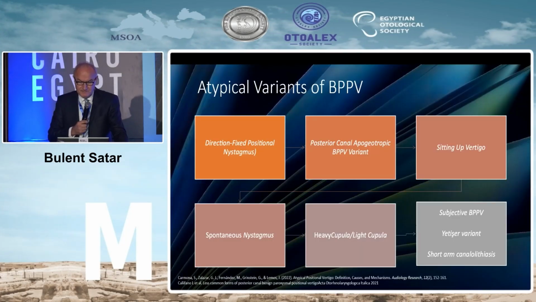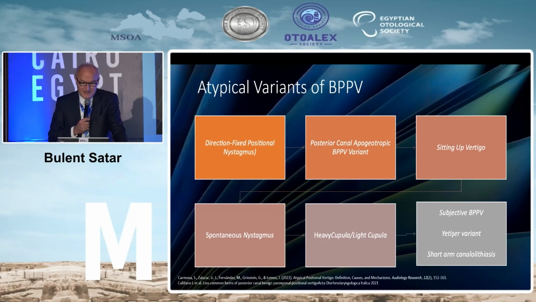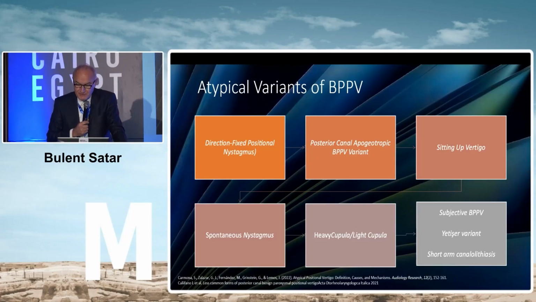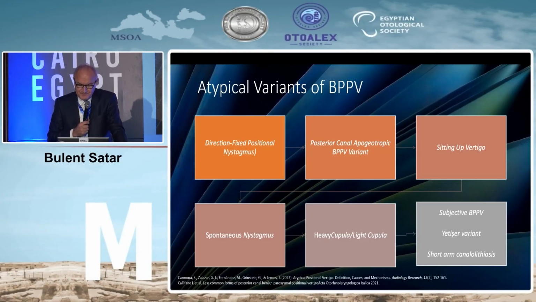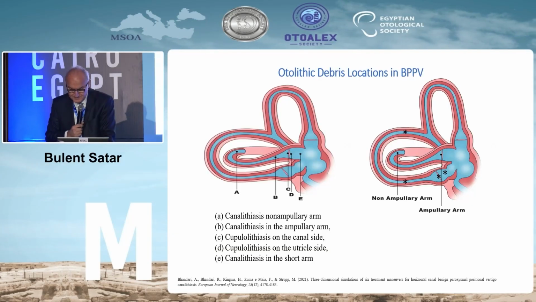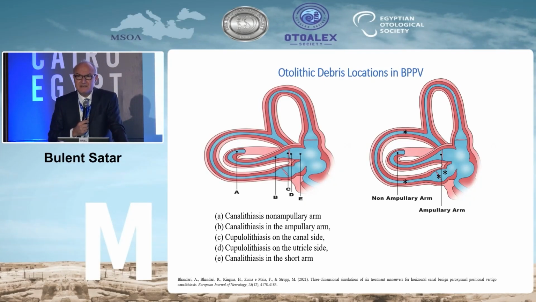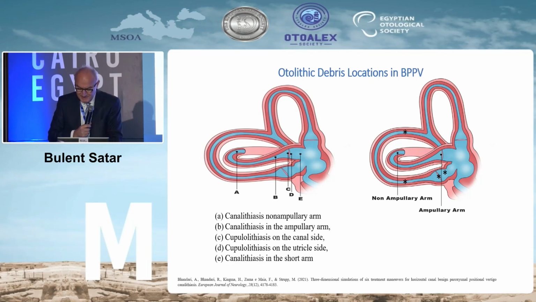In the literature, atypical variants of BPPV are grouped like this: direction-fixed positional nystagmus, posterior canal apogeotropic nystagmus, sitting up vertigo, subjective BPPV or Yetişer variant, short-arm canal lithiasis, even spontaneous nystagmus, heavy and light cupula. Otolithic debris can be located in several sides of the cupula and several parts of the semicircular canals that can cause atypical BPPV.